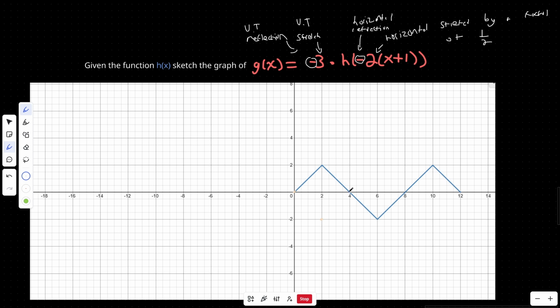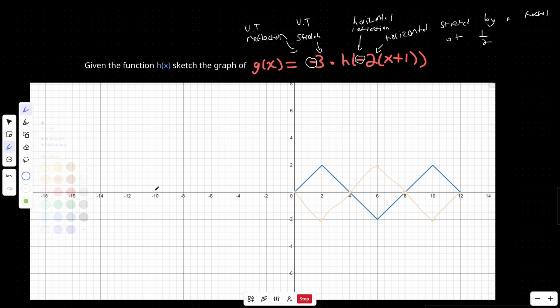The point 4, 4 stays the same because you can't really reflect 0. The point 6, negative 2 goes to now 6, 2, because the negative 2 switches to a positive. This stays the same. And the point 10, 2 goes down to 10, negative 2, and this stays the same. So this is the reflected function right here. All we did was reflect across the x-axis, and now we have to apply our vertical stretch.